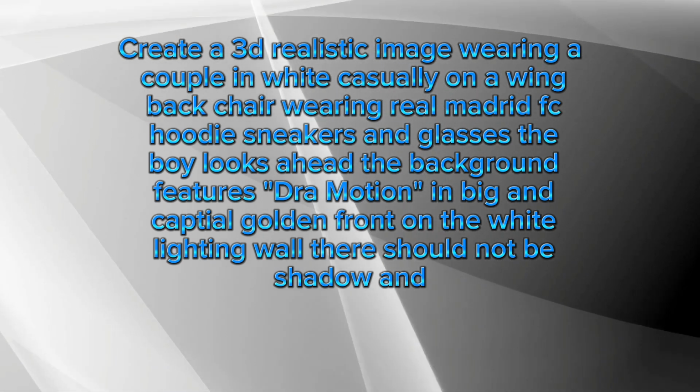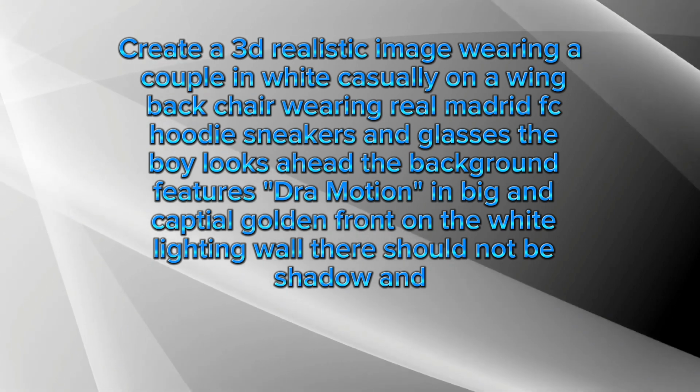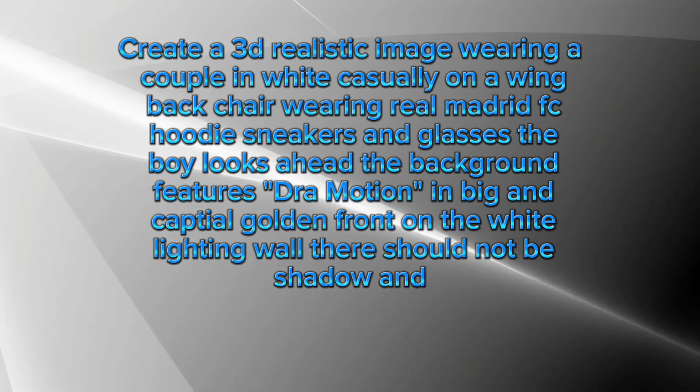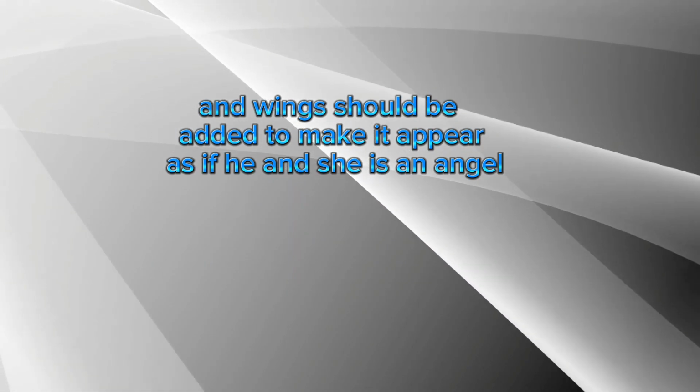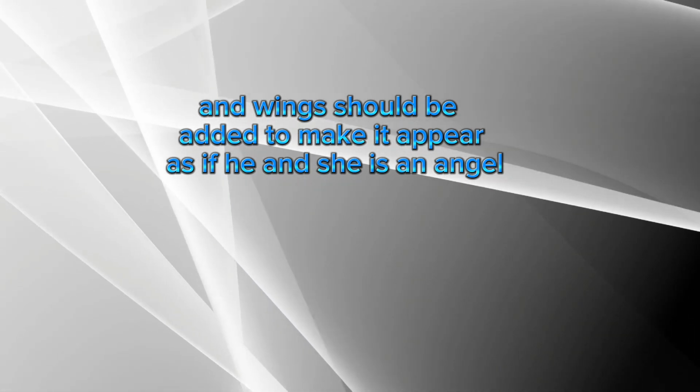The background features Dra Motion in big and capital gold in front on the white lighting wall. There should not be shadow, and wings should be added to make it appear as if he and she is an angel. You can change every word you want, and don't worry, I will put all prompt in description.